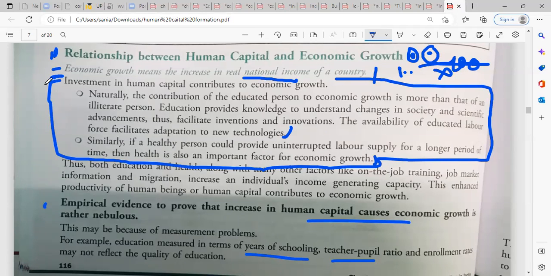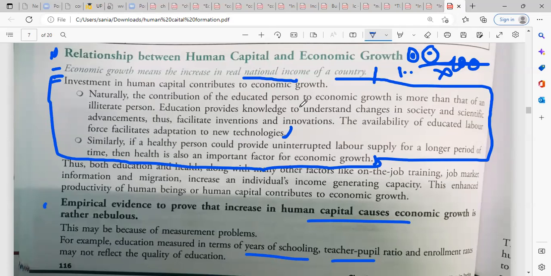Yes, ma'am. So you will write a hashtag: relationship between human capital and economic growth. Then you will write this. Investment in human capital contributes to the economic growth, right? See, now this is the example. Naturally the contribution of an educated person to economic growth is more than that of an illiterate person. Education provides knowledge to understand the change in society and scientific advancement, thus facilitating inventions and innovation, right?